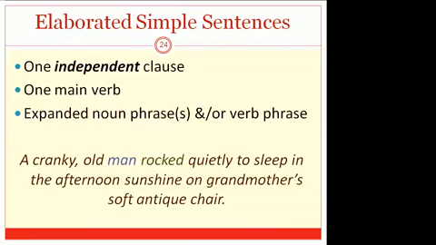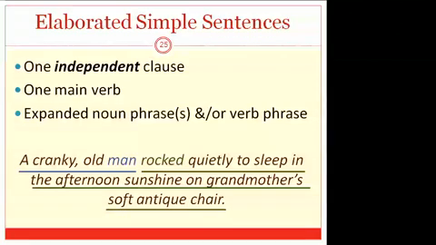When we look at this sentence pattern or the sentence structure, we see that we have one noun phrase serving as the subject of the sentence, a cranky old man. In this instance, we have, in addition to the noun, which identifies the subject, man, and the article a, we also have a couple of adjectives that tell us more about the subject of the sentence. A cranky old man is an expanded noun phrase.